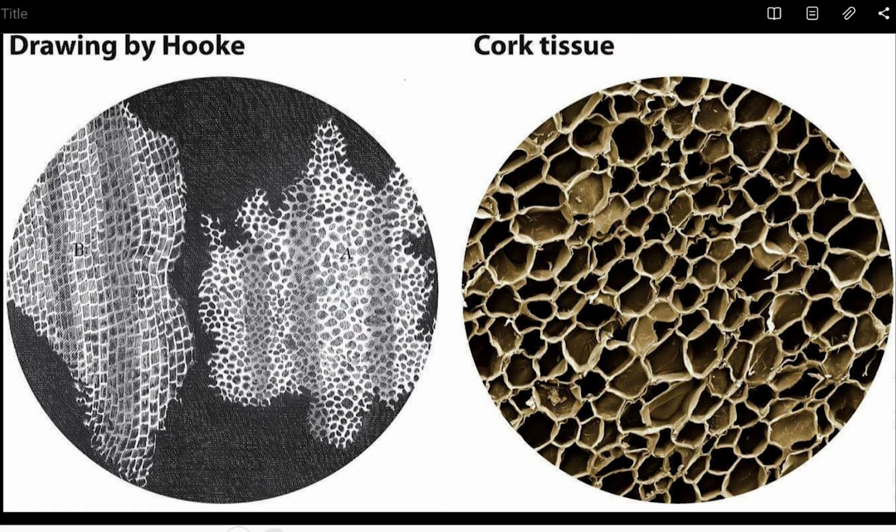In about 1665, he looked at some cork tissue and noticed what he thought looked like small rooms. This is a drawing by Robert Hooke, and the cork tissue, see these things, they look like rooms. And you know, another synonym for room is cell, and that's why he called them cells.